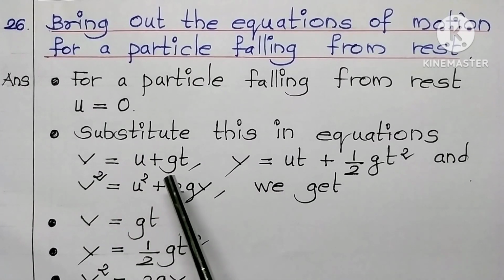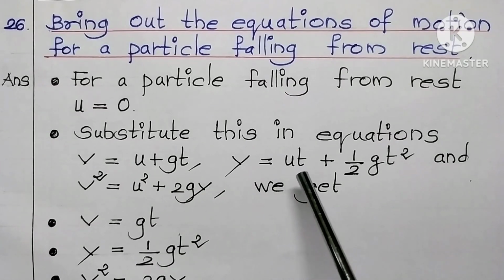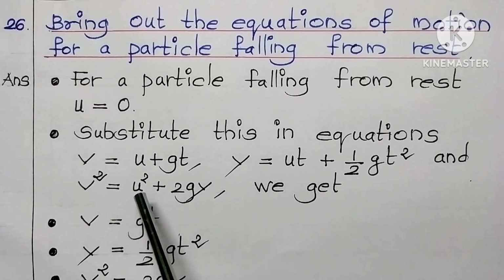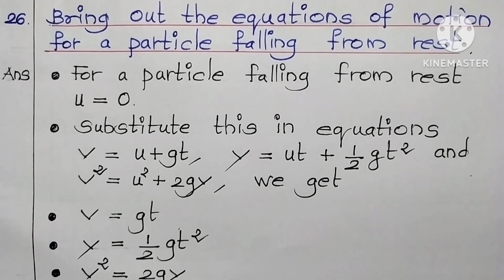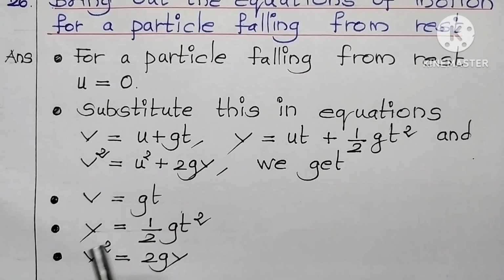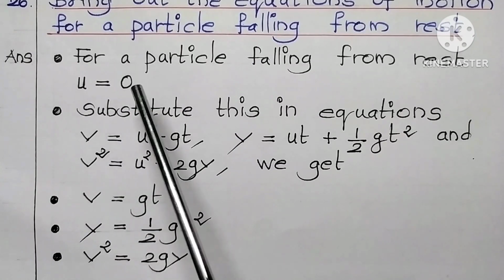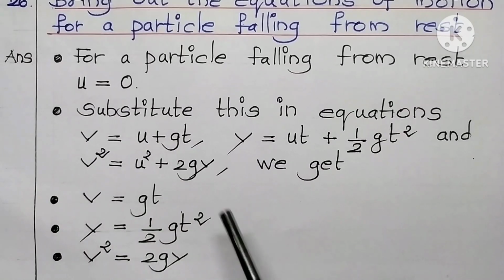v is equal to u plus gt, y is equal to ut plus half gt squared, and v squared is equal to u squared plus 2gy. Then we get v is equal to gt, y is equal to half gt squared, v squared is equal to 2gy. Because the term u becomes 0, the equations have changed in this way.